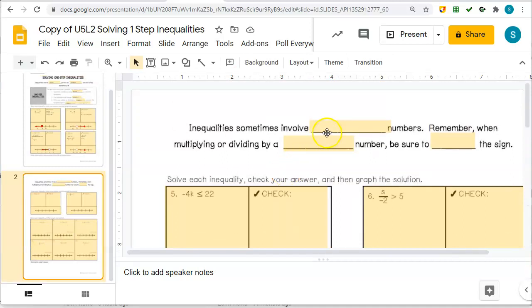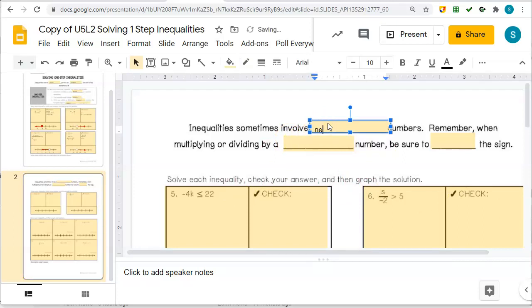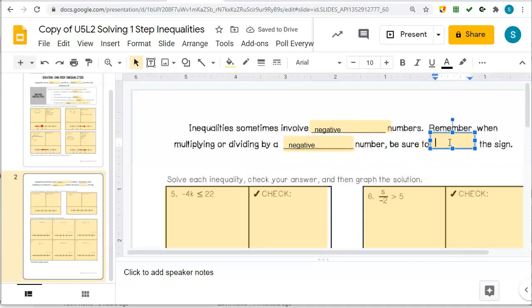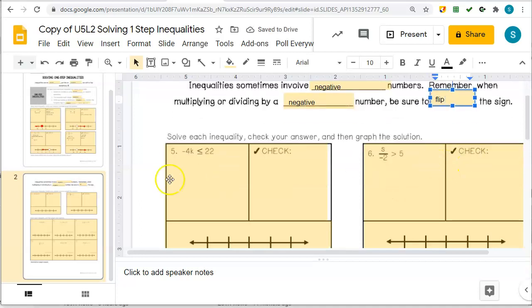Now we're going to have to deal with the inequalities where something flips. So inequalities sometimes involve negatives. Negative numbers. Remember, when multiplying or dividing by a negative, be sure to flip the inequality.